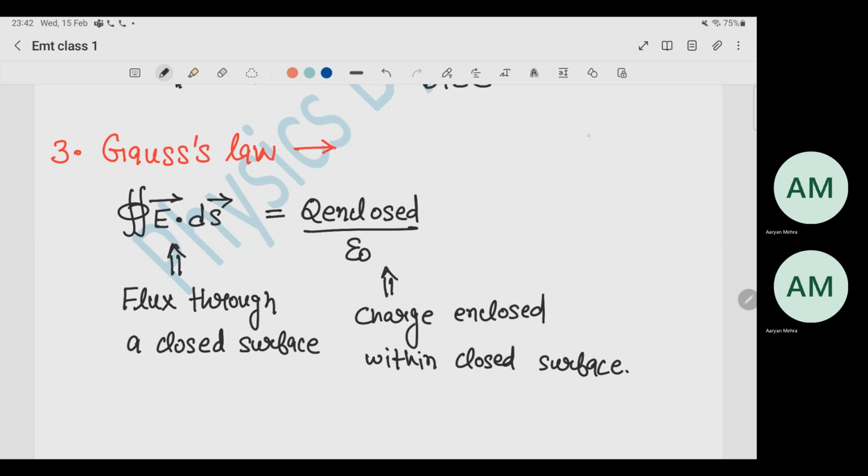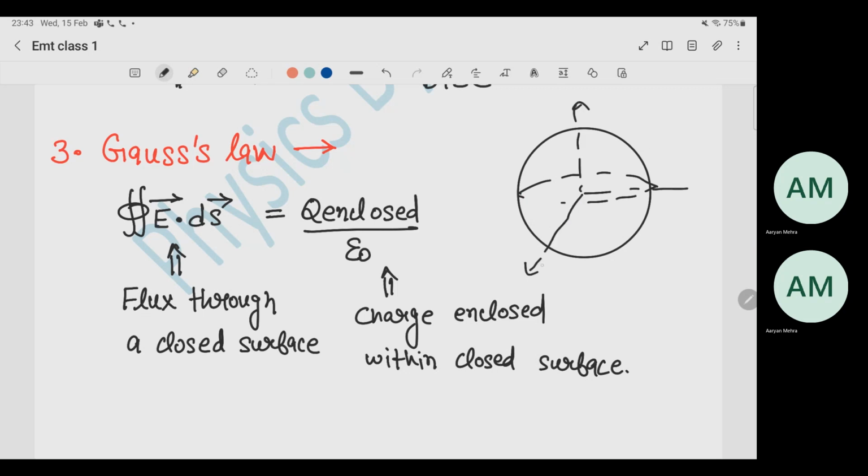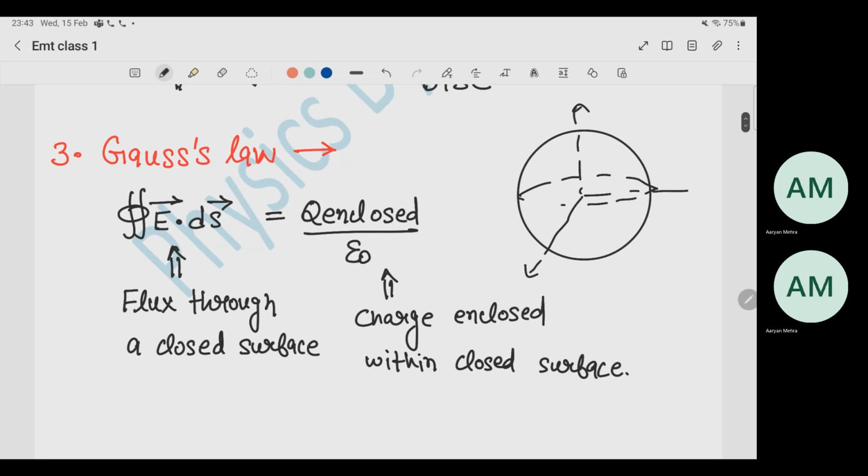Or I can simply draw the globe. Okay, this is your globe. You can now imagine it as a three-dimensional object. So this is a closed surface. Whenever a surface is closed, it gives a volume. It gives rise to a three-dimensional object. So the flux of an electric field through this closed surface.